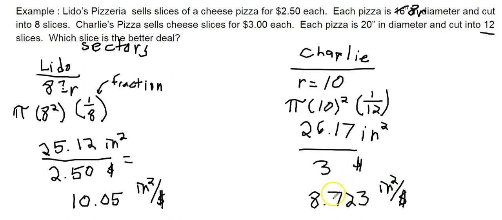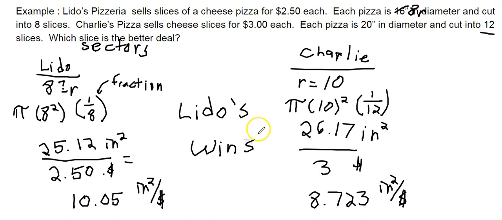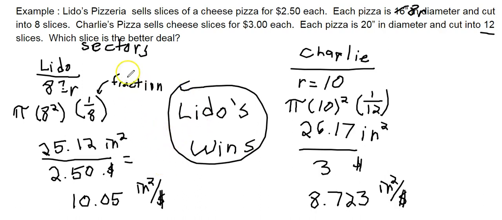Now based on this, you go ahead and look at it. You're getting more pizza per dollar over here at Lido's. So Lido's wins. Lido's Pizza wins again. So let's say I was looking at a problem like this for the final or on a quiz or something like that. I'm going to be looking for all the calculations on this. Show me everything you know. Show me you can find the sector, and then you're just simply going to divide by the price to find out which one's better.